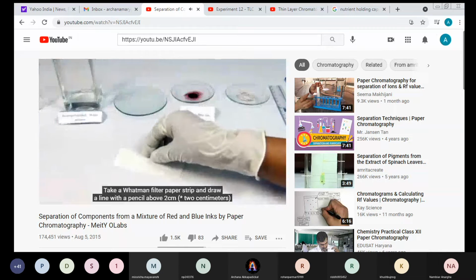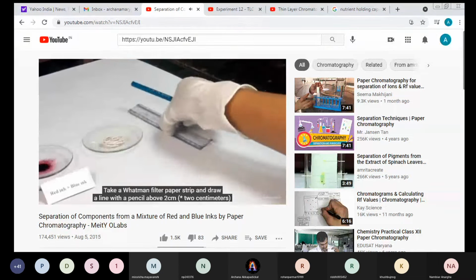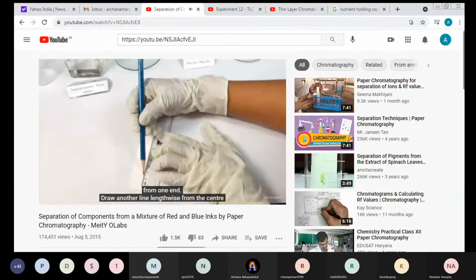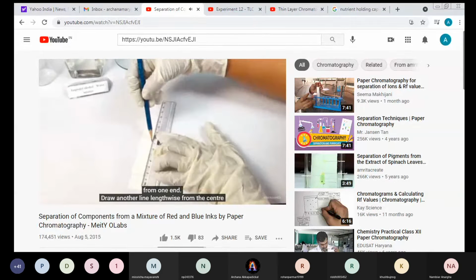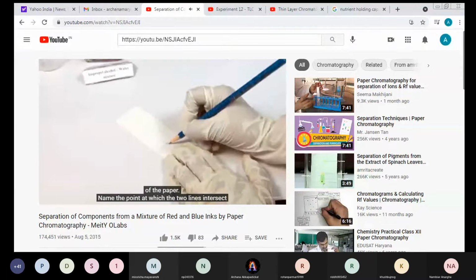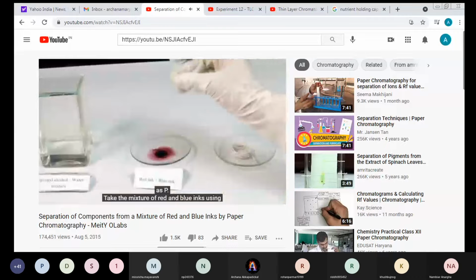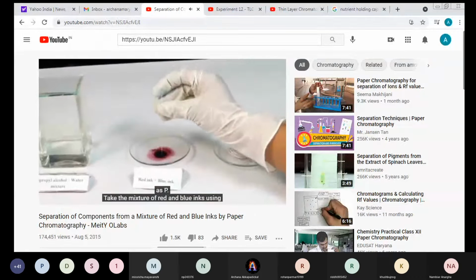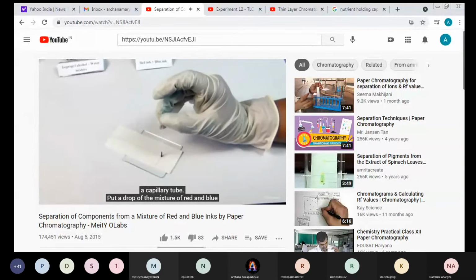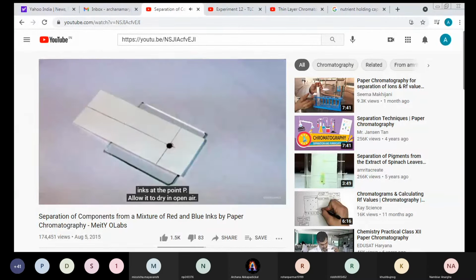Procedure: take a Whatman filter paper strip and draw a line with a pencil above 2 centimeters from one end. Draw another line lengthwise from the center of the paper. Name the point at which the two lines intersect as P. Take the mixture of red and blue inks using a capillary tube. Put a drop of mixture of red and blue inks at the point P. Allow it to dry in open air.